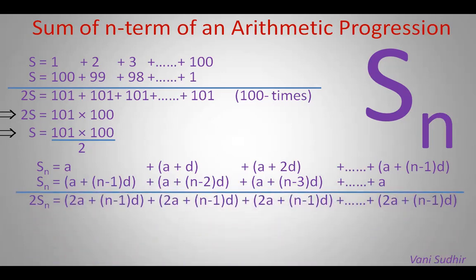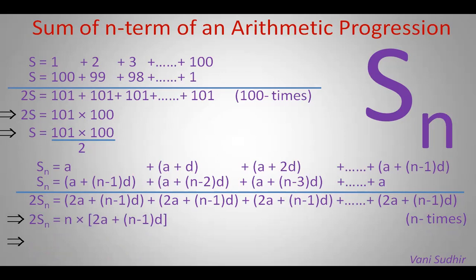So on the LHS we are adding the sum twice. If you add the first terms of each in Sn, we'll get 2a plus n minus 1 d. Similarly, if you add the second terms, we get 2a plus n minus 1 d. Third terms, we'll get 2a plus n minus 1 times d, and so on, the same sum will come. This is added n times. So we can write twice Sn is n times 2a plus n minus 1 times d.